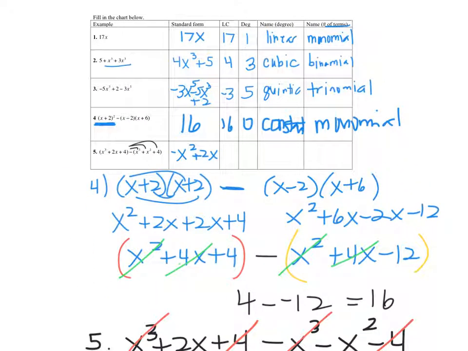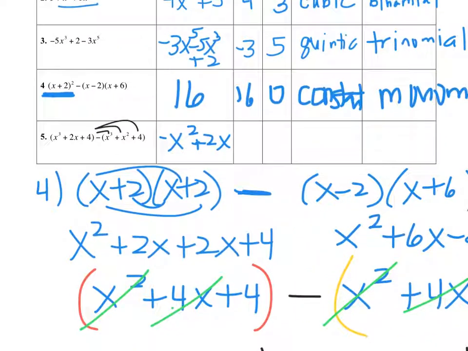And so the leading coefficient, ooh, who got the leading coefficient? What'd you get? Negative 1? Yes, negative 1 is our leading coefficient. And then this is a degree 2. It's squared. Degree 2, we just studied these. These are called quadratics. Quadratic. And it has 2 terms, so it's a binomial.